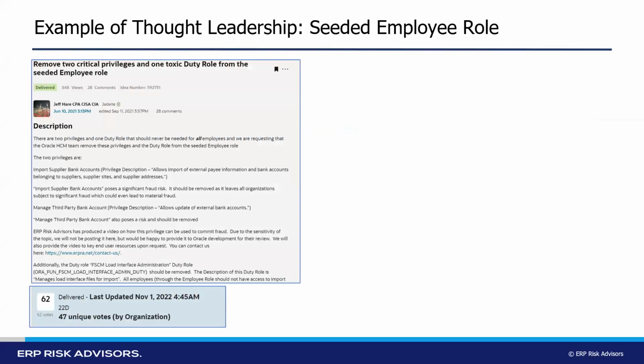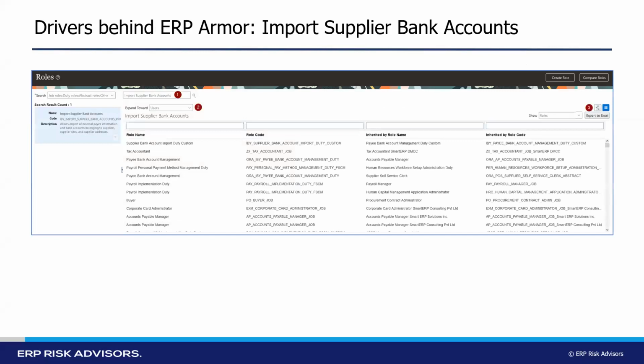Here's the idea that we logged. It was finally delivered. It took about 18 months, if I remember correctly, to deliver that. You can go figure out how many roles have access to Import Supplier Bank Accounts. What Import Supplier Bank Accounts does, it's an FBDI process that creates a new bank account and sets it as the default bank account for a supplier. You could do this literally for all suppliers through this process. So it is a very significant fraud risk.